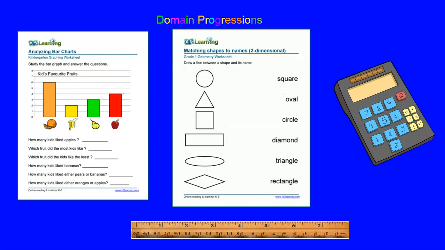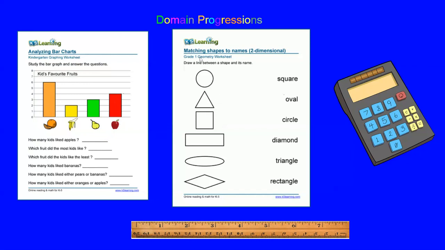Domain progressions. In this slide, as illustrated in the worksheet Analyzing Bar Charts, there is the question asked, how many kids liked apples? For this question, the student will analyze the bar graph that is red and has the apple fruit below it. And as we can see, there are 4 students that liked apples. So for the first example, how many kids liked apples? The answer will be 4 kids liked apples.